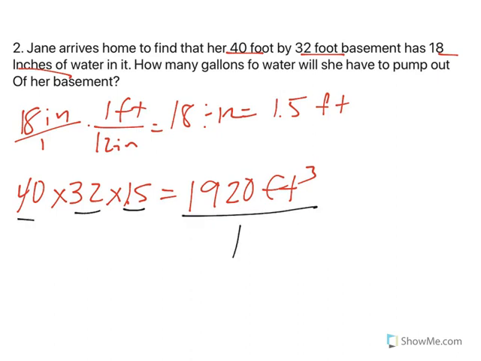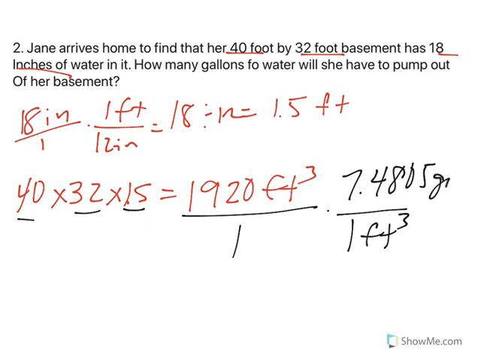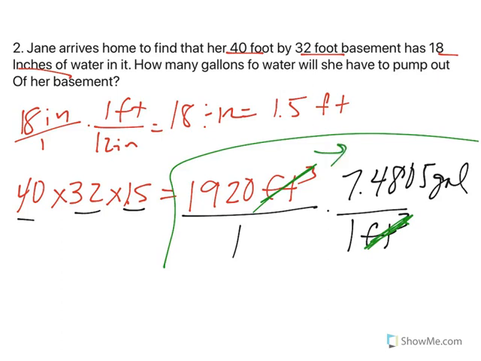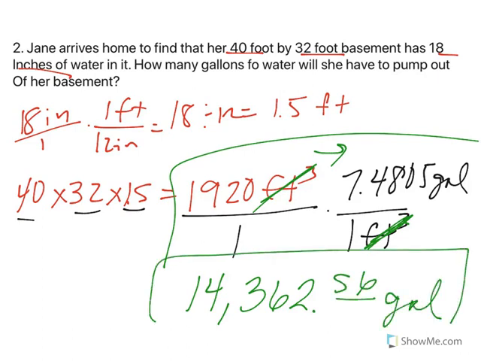If you look at that first page, we knew that 1 cubic foot is equal to 7.4805 gallons of liquid. So that makes my cubic feet go away. Since both of these are in the numerator, I multiply. And Jane's going to have to pump 14,362.56 gallons out of her basement. That is a lot of water.